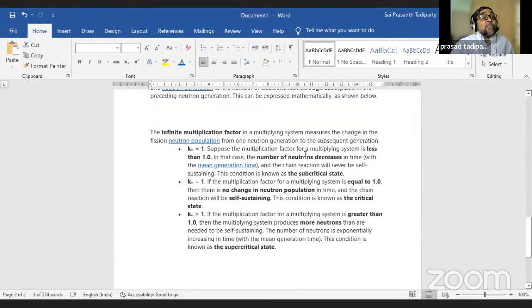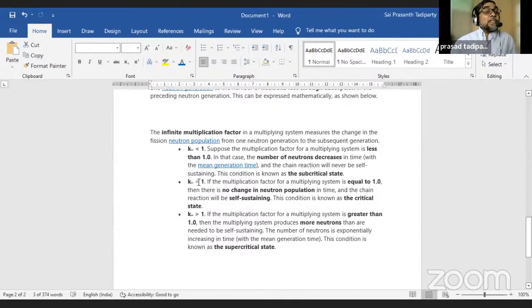That is, the number of neutrons decreases. So k is less than 1, which means it is a convergent case. Convergent means it will gradually become subcritical and the reaction ceases, no more exists.